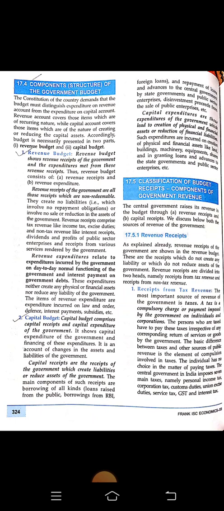Next is revenue expenditure, which is the expenditure incurred by the government on the day-to-day normal functioning of the government and interest payments on government debts. These expenditures neither create any physical or financial assets nor reduce any liability of the government. The items of revenue expenditure are expenditure incurred on law and order, defense, interest payments, subsidies, etc.